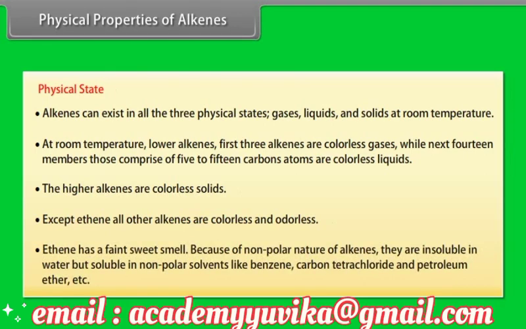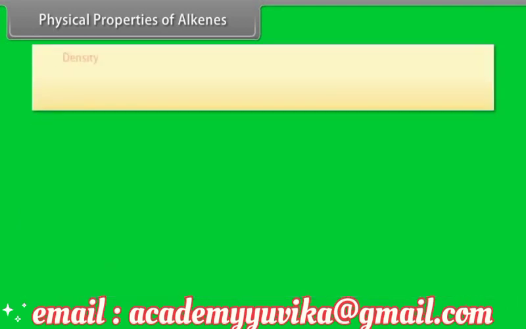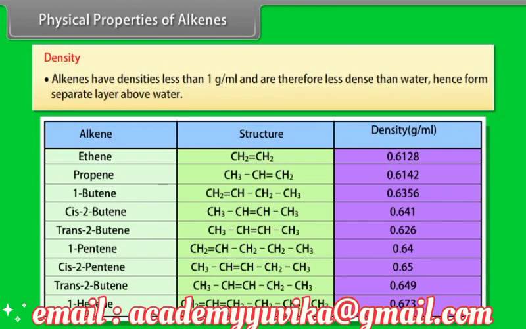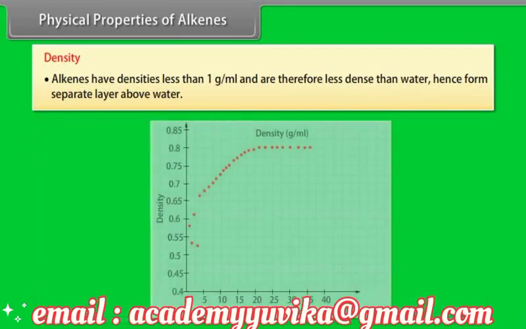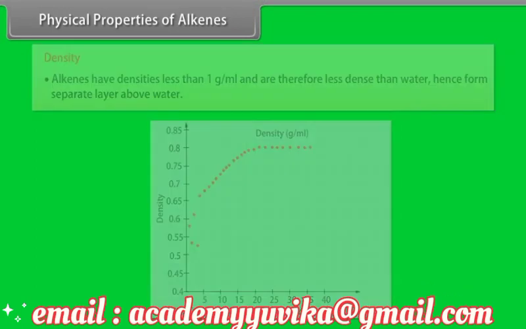Because of non-polar nature of alkenes, they are insoluble in water, but soluble in non-polar solvents like benzene, carbon tetrachloride and petroleum ether, etc. Density. Alkenes have densities less than 1 gram per milliliter and are therefore less dense than water, hence form a separate layer above water. As the molecular mass of alkenes increases, density increases.